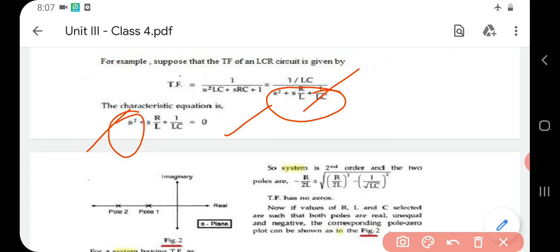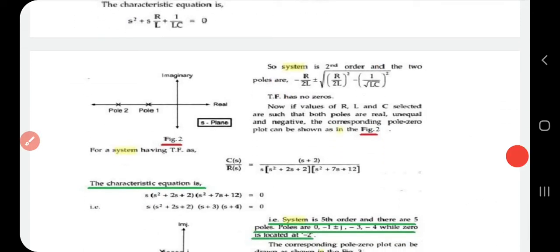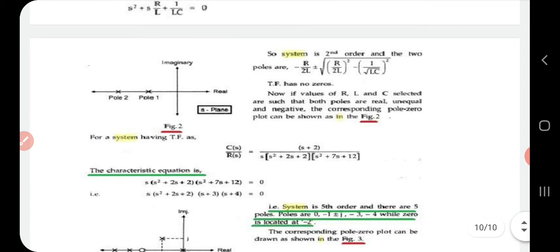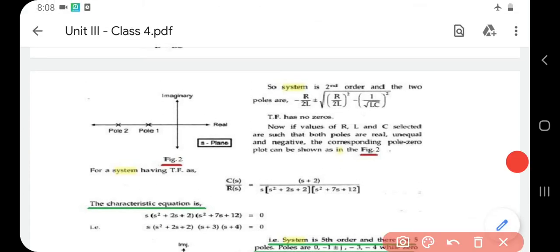Now how will you find the poles? This will be the pole, and it will be of this form. Here also there are no zeros. Now if the values of L, R and C selected are such that both poles are real, unequal and negative, the corresponding pole-zero plot has two poles, marked here, and there is no zero. So you cannot see a circle anywhere here. That means there is no zero.